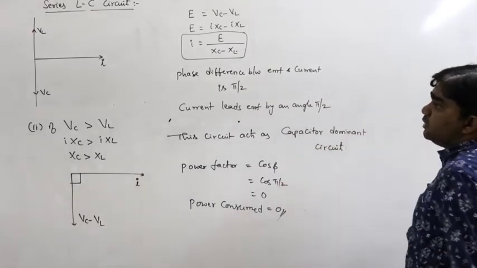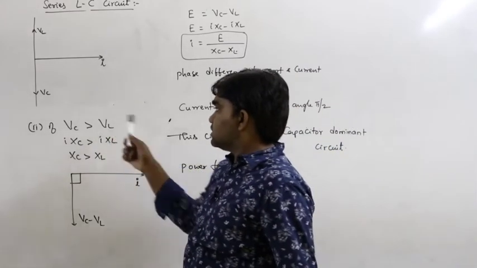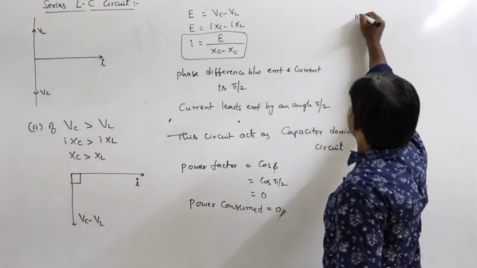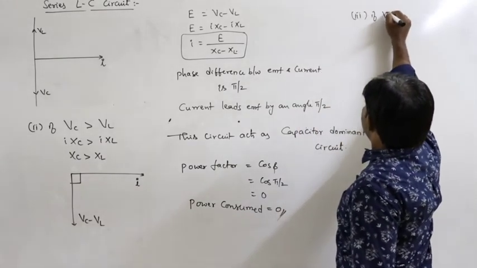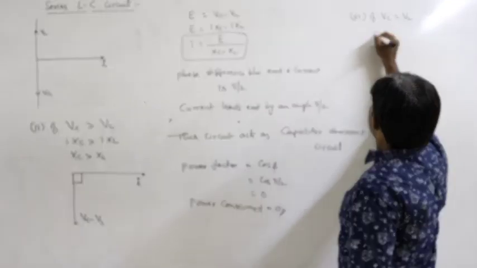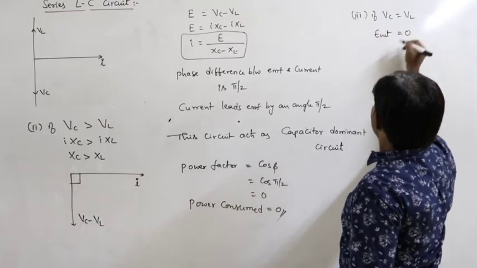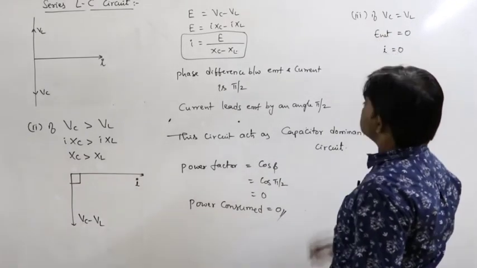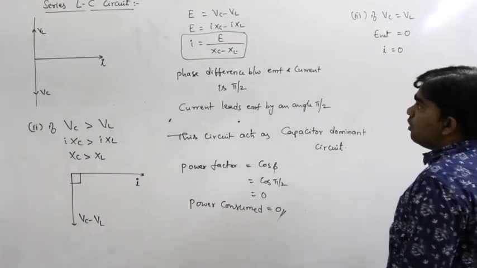So this is the second case, if VC is greater than VL. Next, the third case, let us say here, if VC is equal to VL, the net potential is equal to 0. The current passing through the system is equal to 0, infinity.